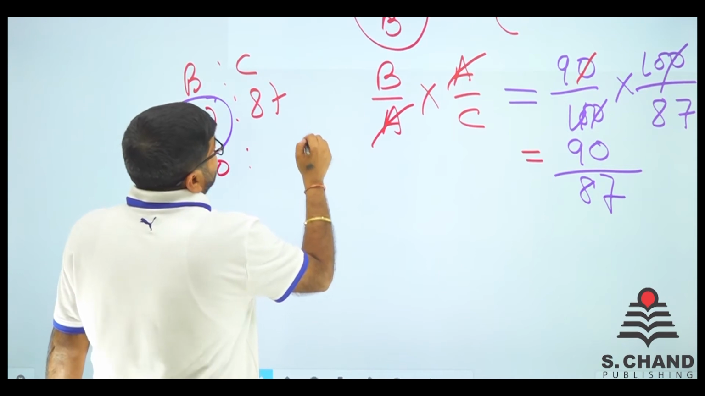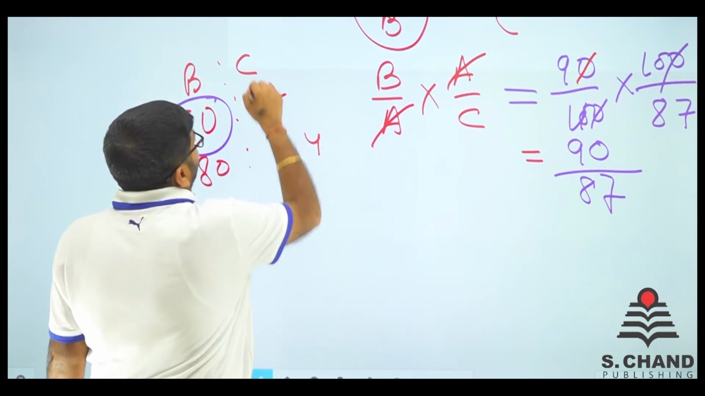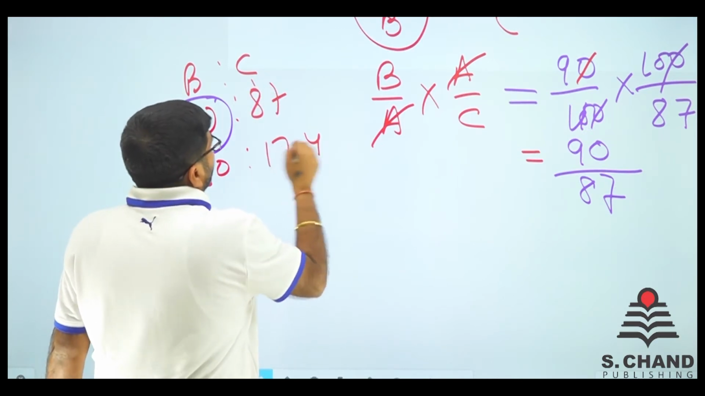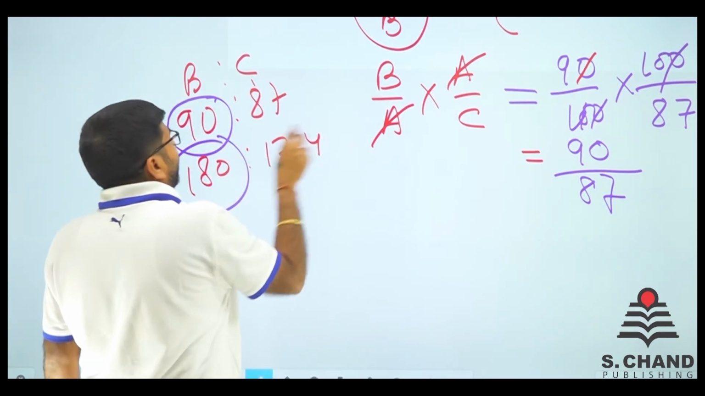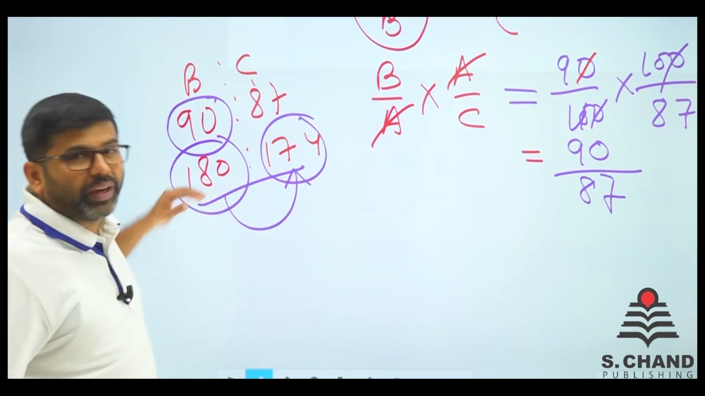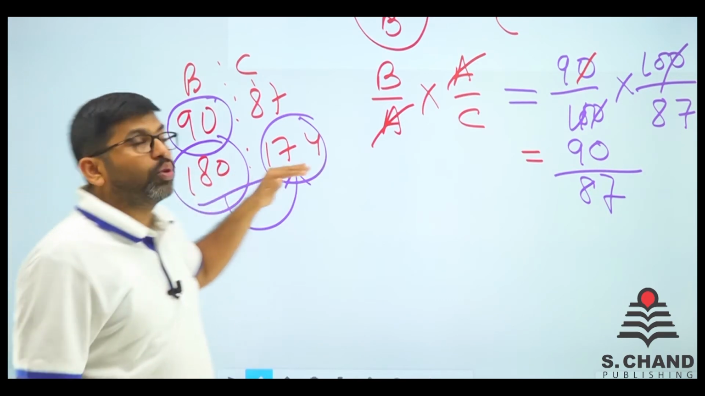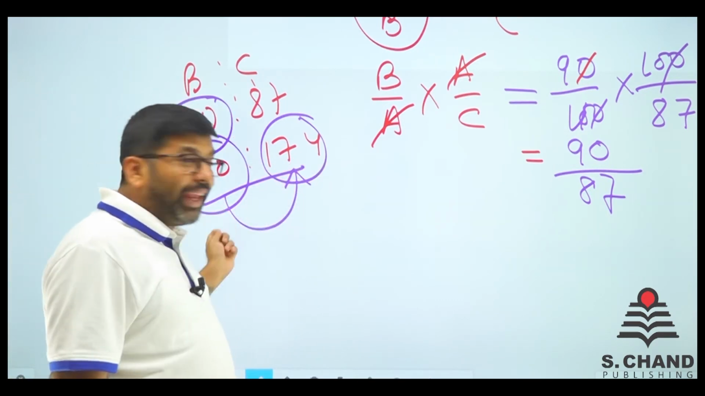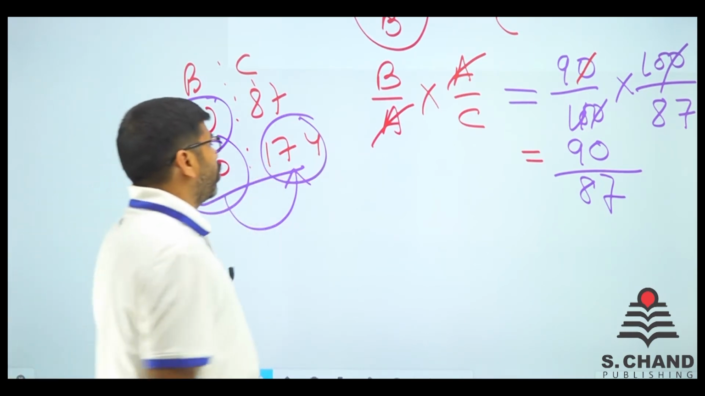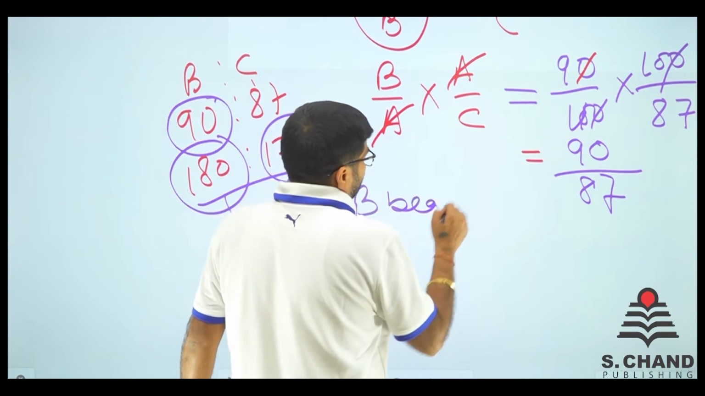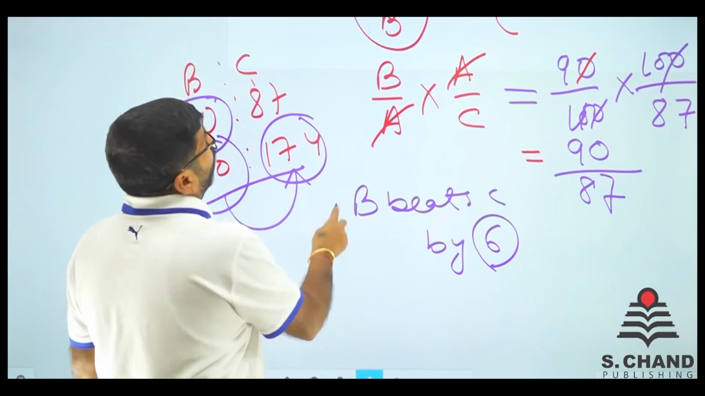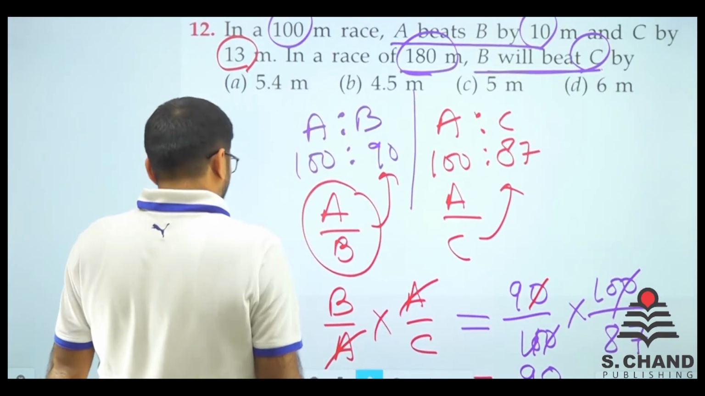7 into 2. 7 into 2 is 14 का 4 carries 1. 8 2 is 16 and 1 17. So 174. Now this 180 and this 174. You should know that if he goes to 180, he goes 174. B beats C by 180 minus 174, that is 6. So B beats C by 6 meter. Is there any option like 6 meter in the question? Yes, we do have.